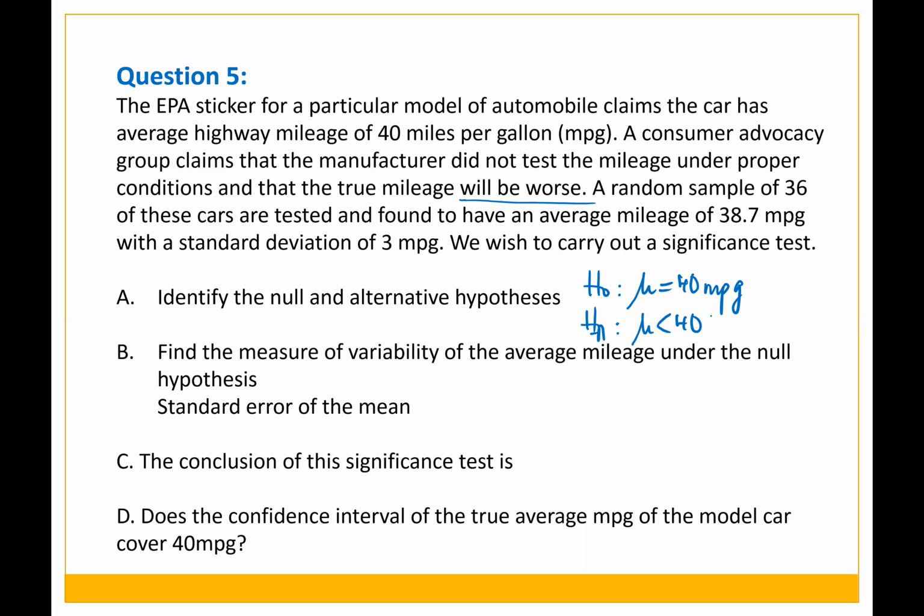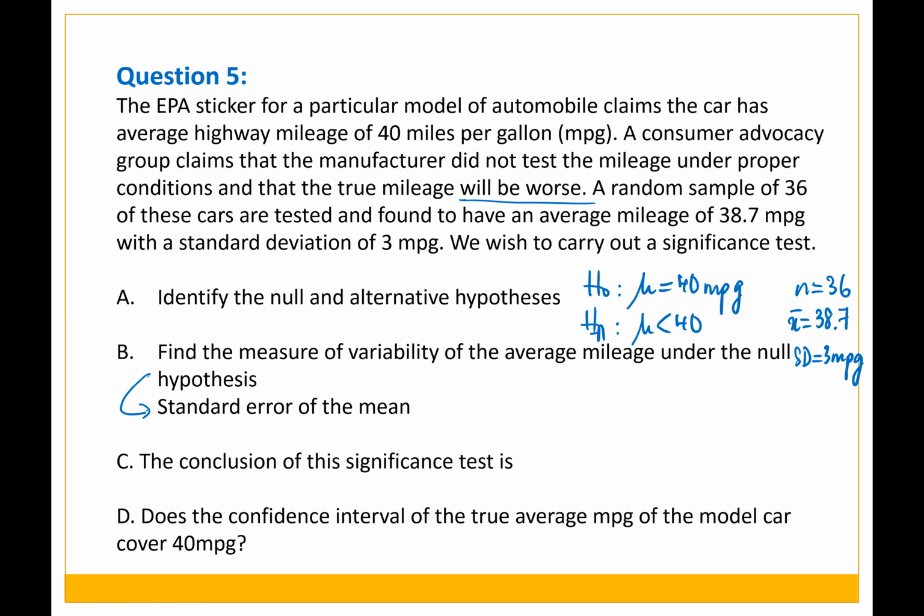A random sample of 36 of these cars, n equals 36, are tested and found to have an average mileage of, so X bar is 38.7 mpg. That is a sample statistic, and a standard deviation of 3 mpg. Now let's carry out a significance test. So first of all, we identify the null and alternative hypotheses. Then for B, we find the measure of variability of the average mileage under the null hypothesis. And to find that, we use the concept of standard error of the mean.